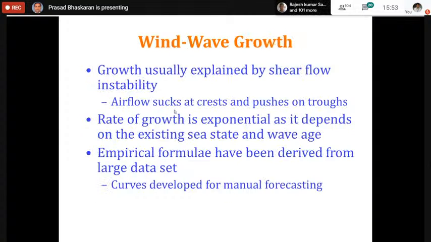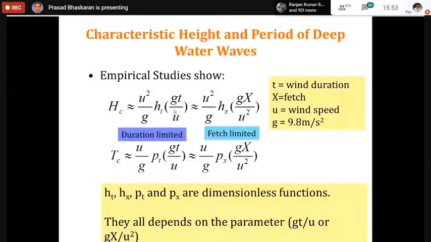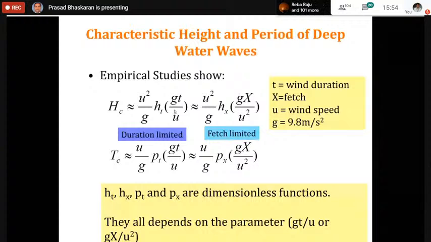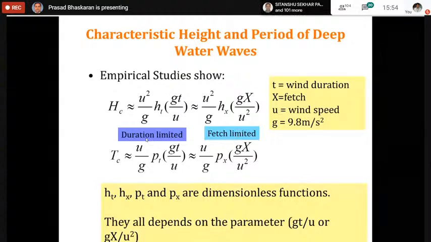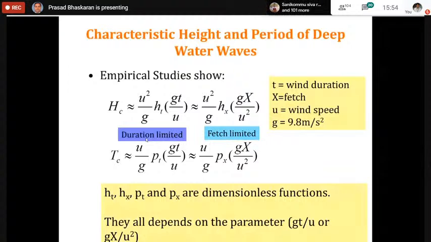I will just skip this because I already mentioned this. If you look into the first generation models, they are basically empirical models. These are the non-dimensional parameters for the duration limited cases and the fetch limited cases. The fetch basically talks about the area in which the wind is blowing, and duration refers to how long the wind was blowing. Understanding the concept of fetch and duration, mathematical equations were developed to make the non-dimensional wave heights and the non-dimensional duration, as we see from this equation.